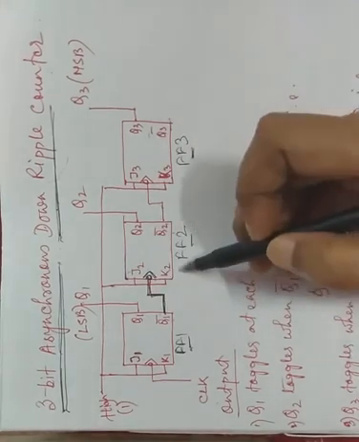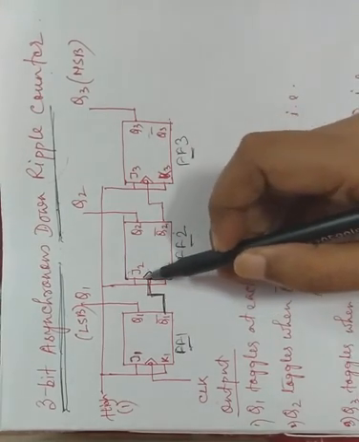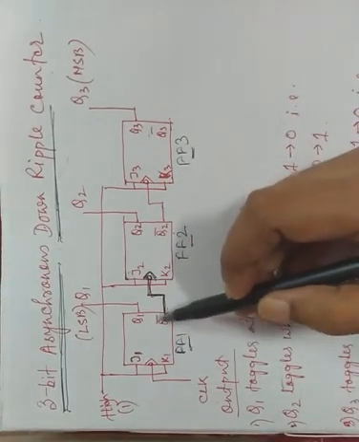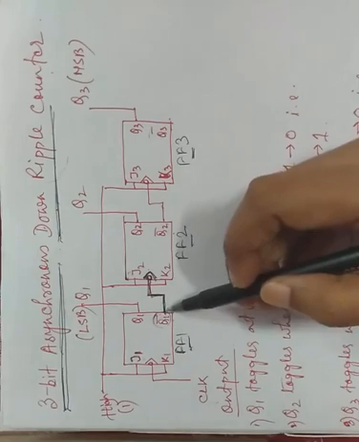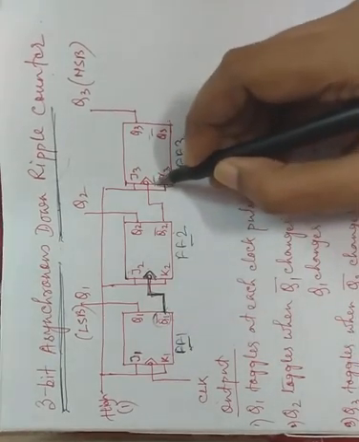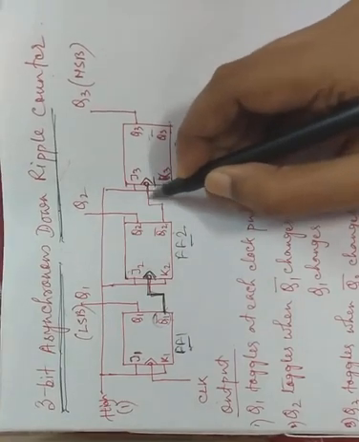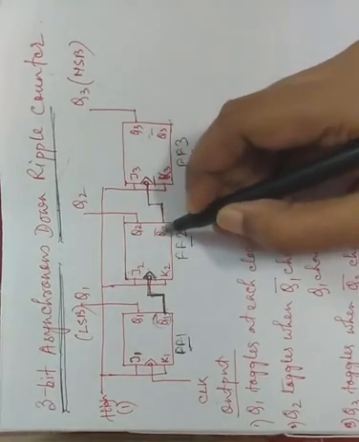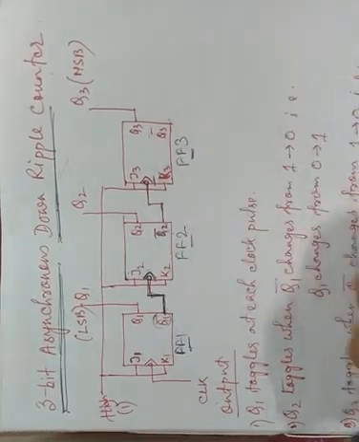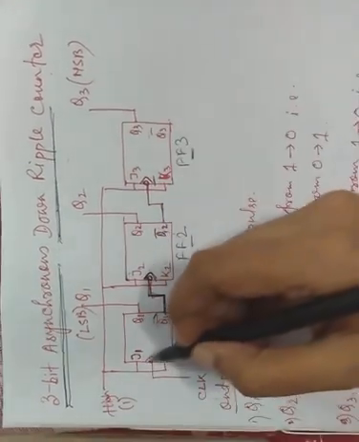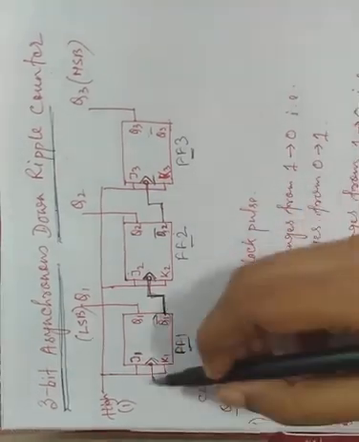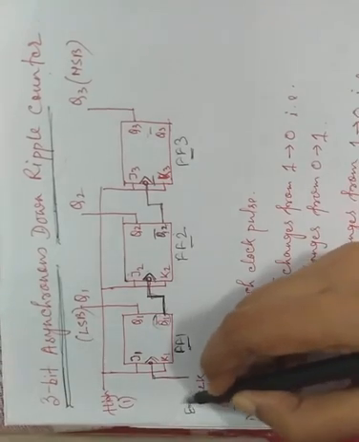Here you see that the clock of J2 will get its input from the complemented output of J1. The clock of J3 will get its input from the complemented output of J2, that means Q2 bar. Only the first flip-flop will get its clock externally. Only the first flip-flop, so it is the only external clock.